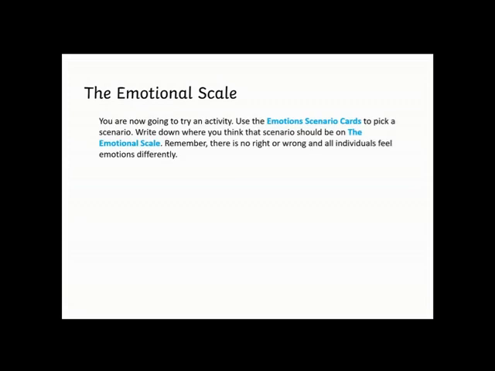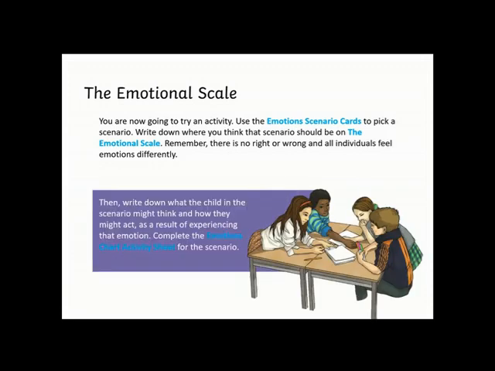We are now going to try an activity. Use the emotions scenario card to pick a scenario. Write down where you think that scenario should be on the emotional scale. Remember, there is no right or wrong, and all individuals feel emotions differently. Then write down what the child in the scenario might think and how they might act as a result of experiencing that emotion. Complete the emotion chart activity sheet for the scenario.